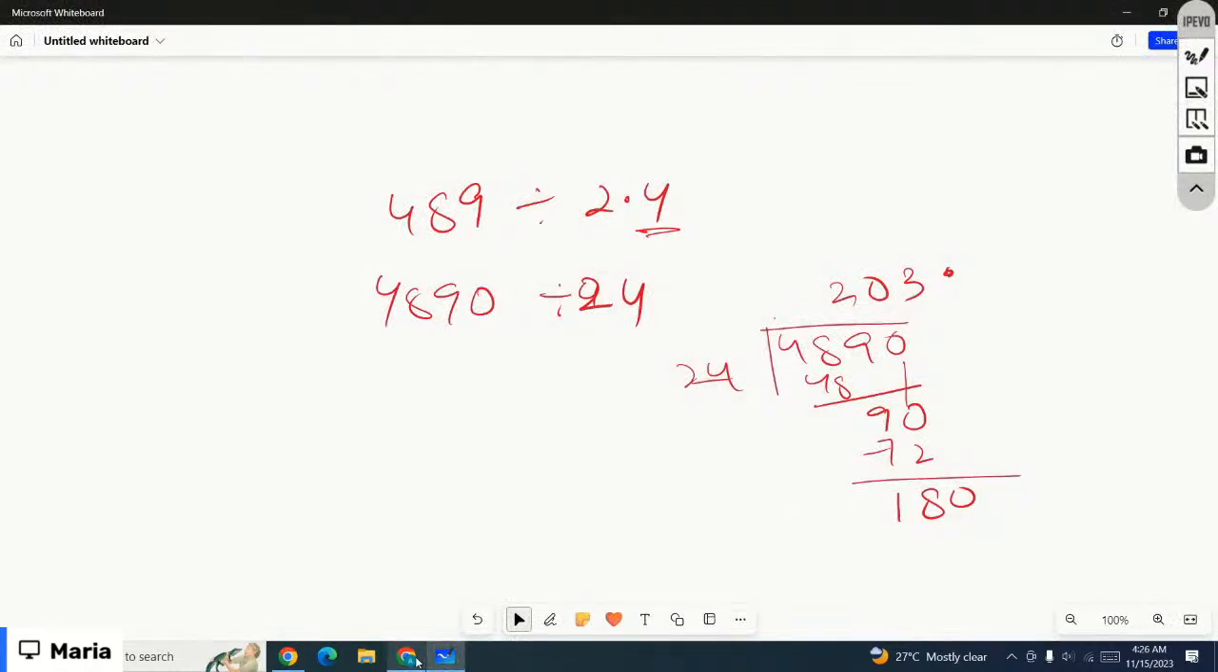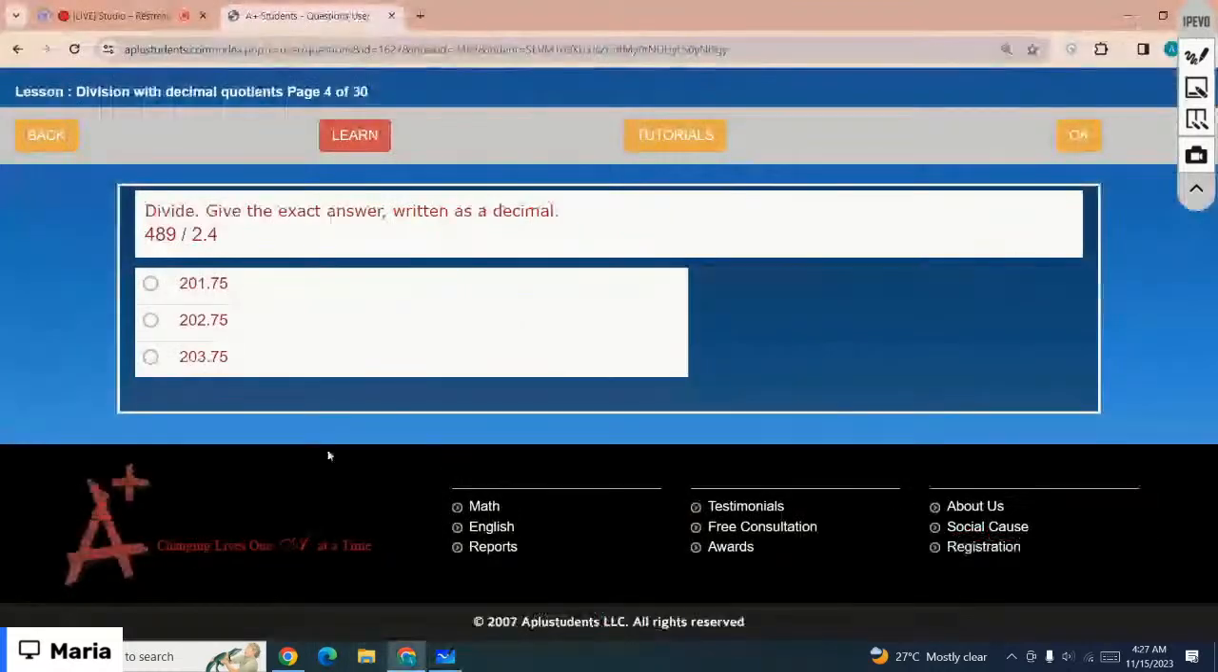So 180 divided by 24. So you can go for 24 times 7, right? So 24 times 7 is 168. So 10 minus 8 is 2, 9, 7 minus 1. So then again add a 0. So 24 times 5 is 120. So the correct option is 203.75, right? Option number 4 is the correct option. Got it?